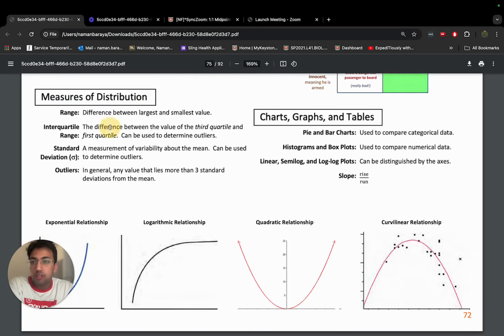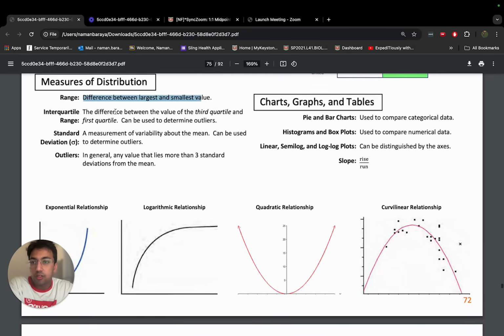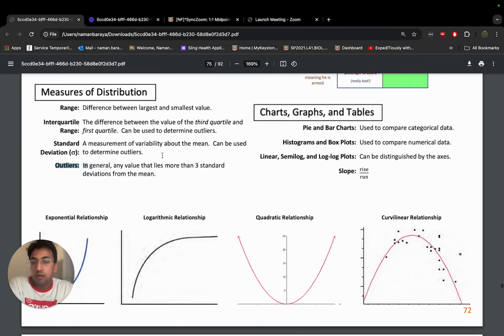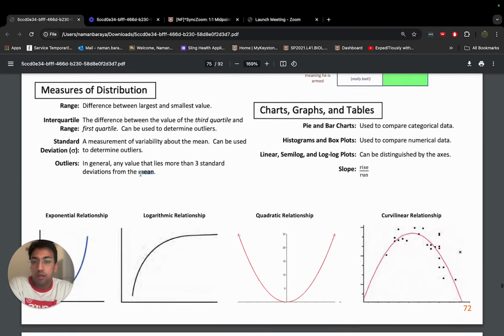There's measures of distribution. So range is the difference between largest and smallest. There's interquartile range, which is the third quartile and the first quartile, so 25th percentile and 75th percentile. Standard deviation is the measure of variability around the mean. And then outliers is anything that's more than 3 standard deviations away from the mean. So that can be above or below.